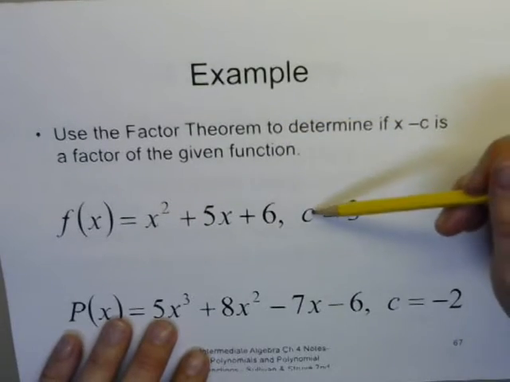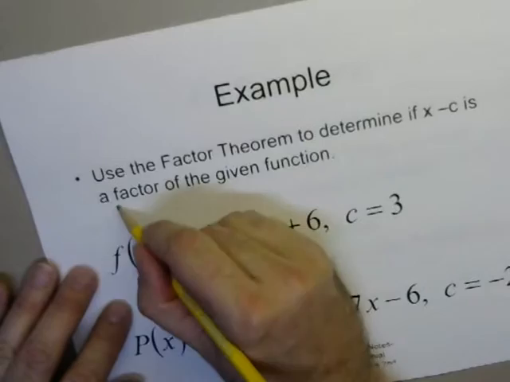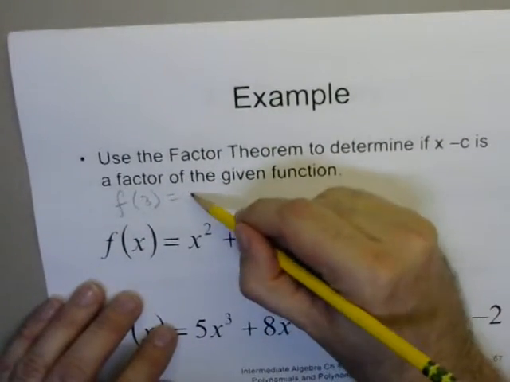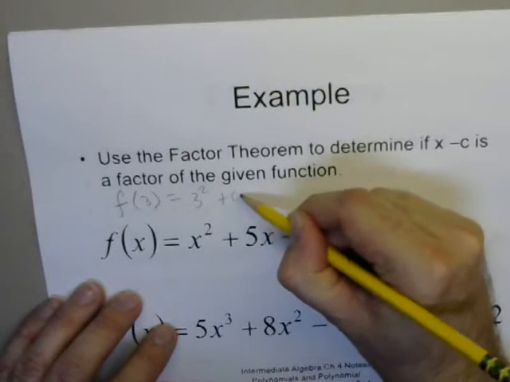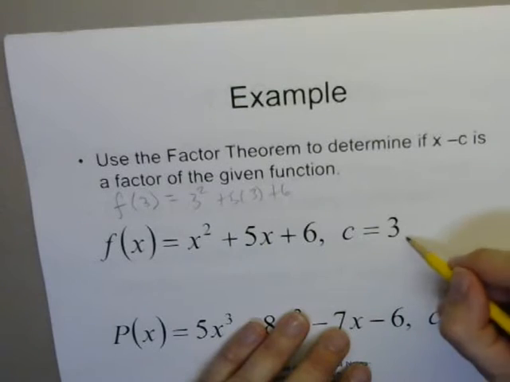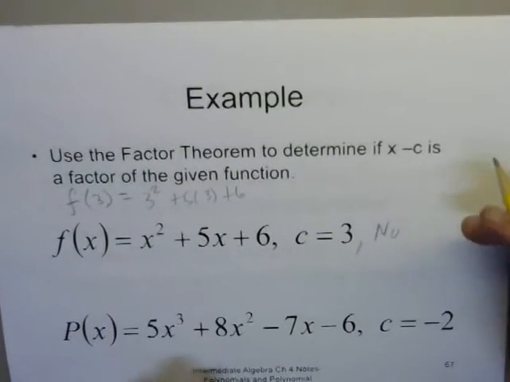Let's determine, is x minus c a factor of this polynomial, right? So in other words, if I take f of 3, do I get 0? Is the remainder 0? So it'd be 3 squared plus 5 times 3 plus 6. Well, there's no way that can be 0, so the answer to this would be no. x minus 3 is not a factor of that polynomial.